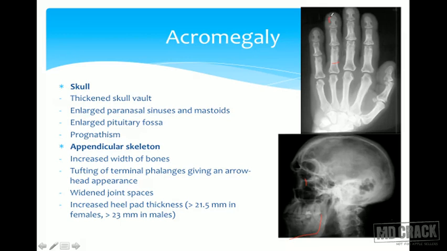Now see, this is a case of acromegaly, and this is what I see over here. So this is an arrowhead appearance caused due to tufting of the phalanges. There's widening of the joint spaces. And another imaging finding which is very peculiar to acromegaly is an increase in the heel pad thickness. So, in females when it is more than 21.5 millimeters, and in males when the heel pad thickness goes to more than 23 millimeters.